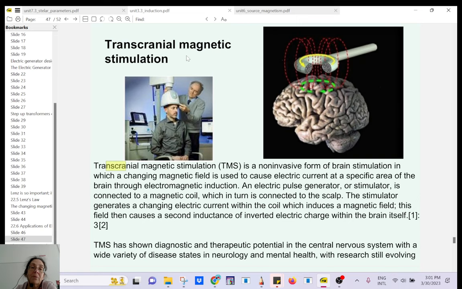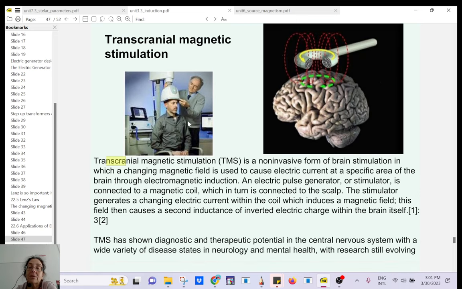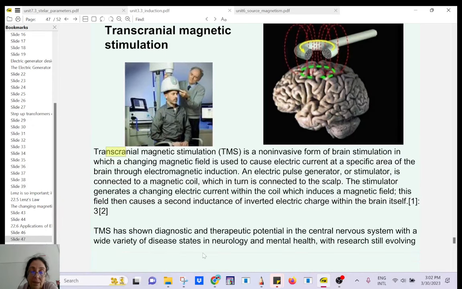But here you have some technology where they claim that if you induce current, for example, in your brain, that's what they do here. You see, you have a magnetic field. You see a loop of current. They have that magnetic field changing with time. It goes through your brain. So it's going to induce those eddy currents. And it's supposed to do something good. I don't know what it does. TMS, therapeutic potential in the central nervous system with a wide variety of diseases. Okay, but that's the physics behind it.